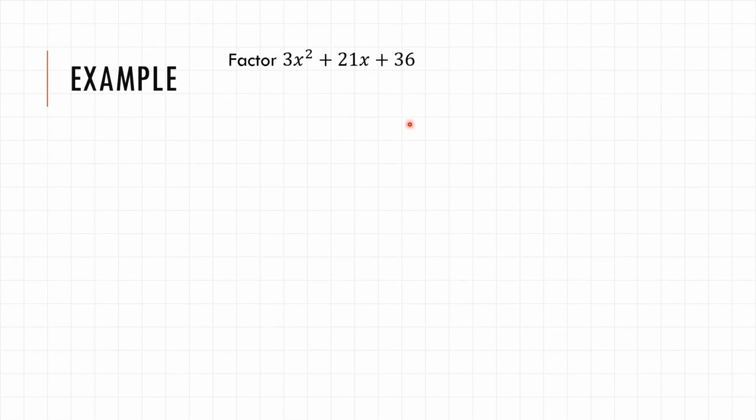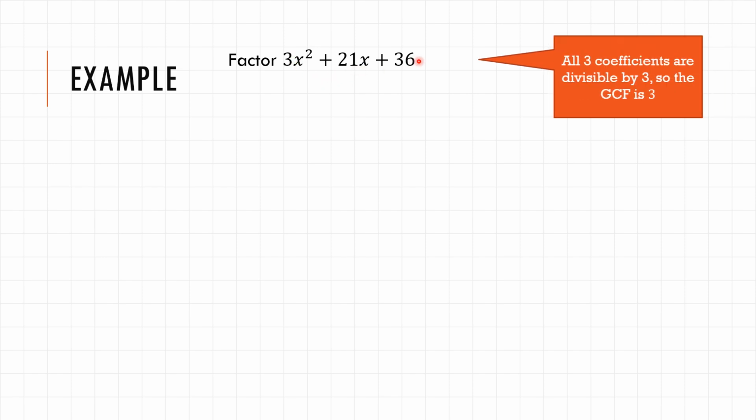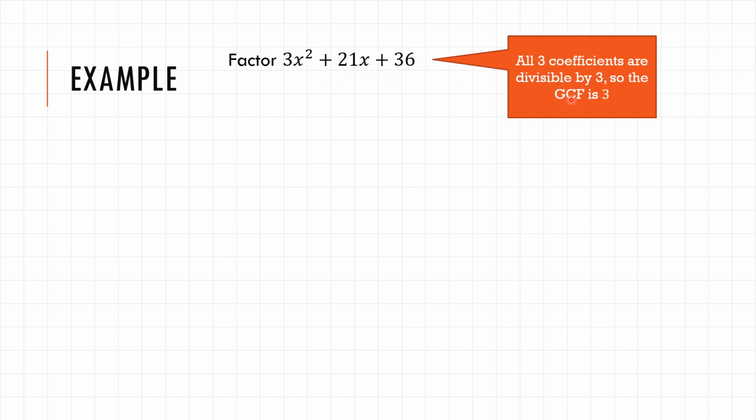Let's see an example of that. Factor this. Well, I noticed that 3, 21, and 36, these are all multiples of 3. So the greatest common factor is 3, and I can divide all three of these by 3, and I'll get a whole number. So 3x squared divided by 3, 21x divided by 3, 36 divided by 3 gives me this. And remember, I have to put my greatest common factor in front.